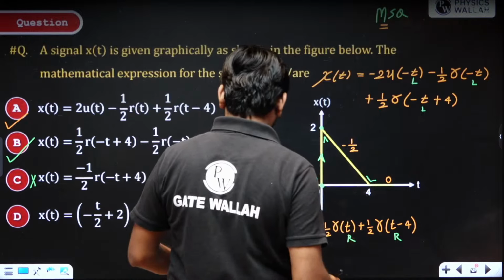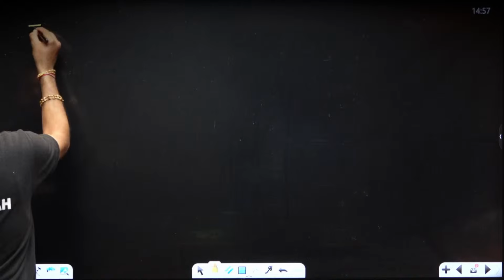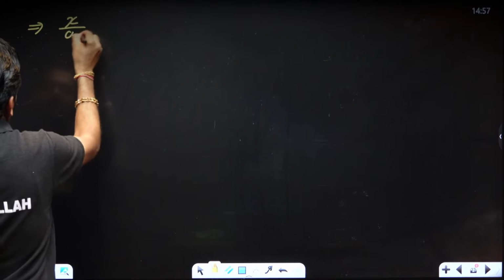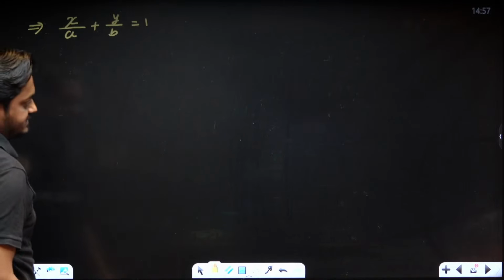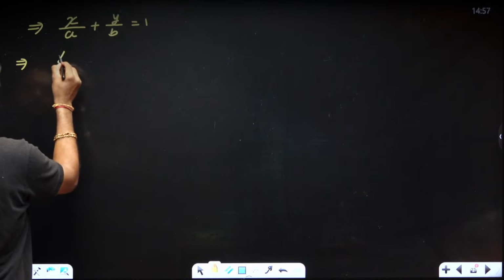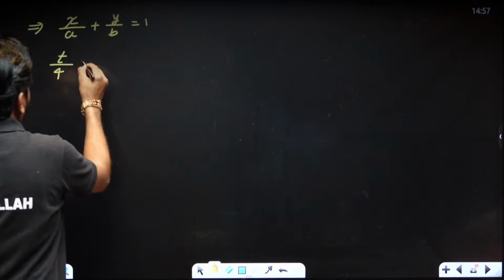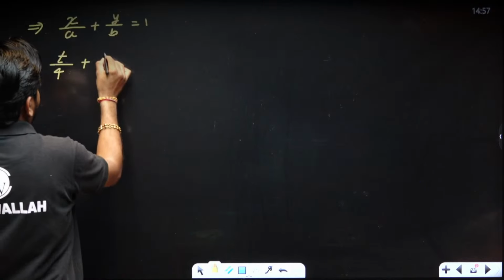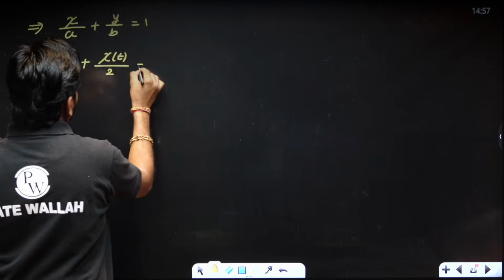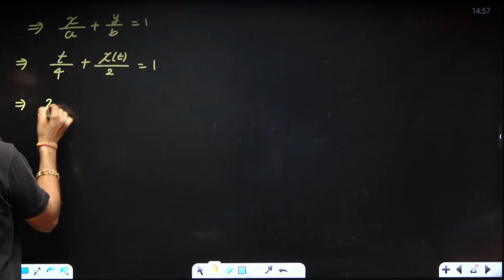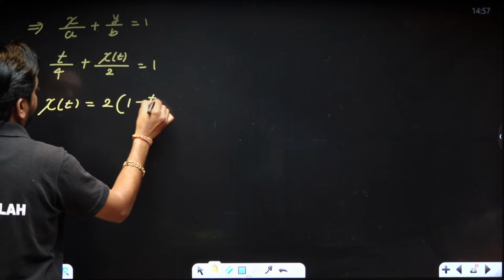So here this is the equation of a line, guys. We know that x by A plus y by B is equal to 1. On the x-axis it is t, and the intersection with the x-axis is 4. On the y-axis we are writing the signal x of t, and the intersection is 2, which is equal to 1. So from here x of t is equal to 2 times 1 minus t by 4.